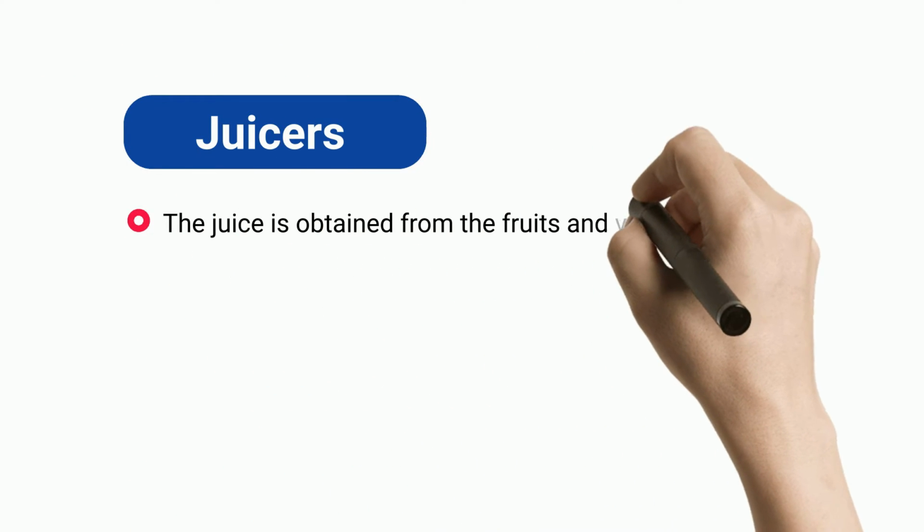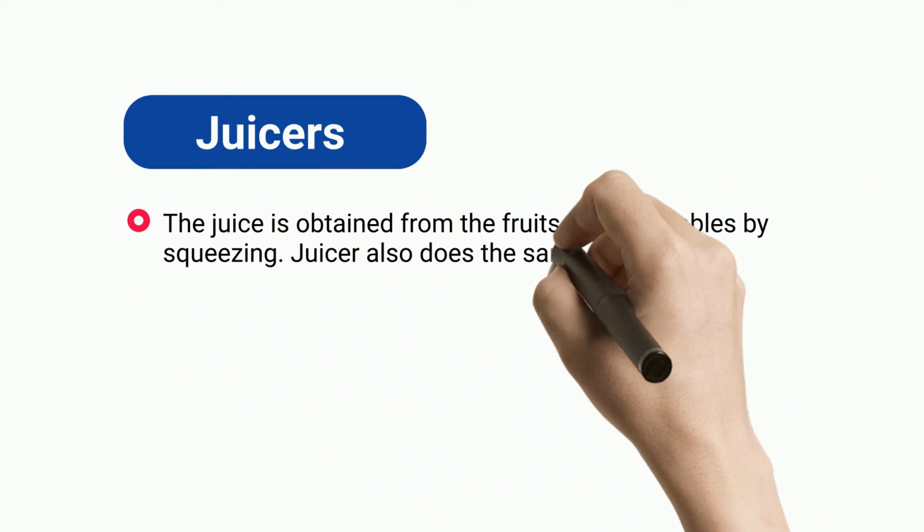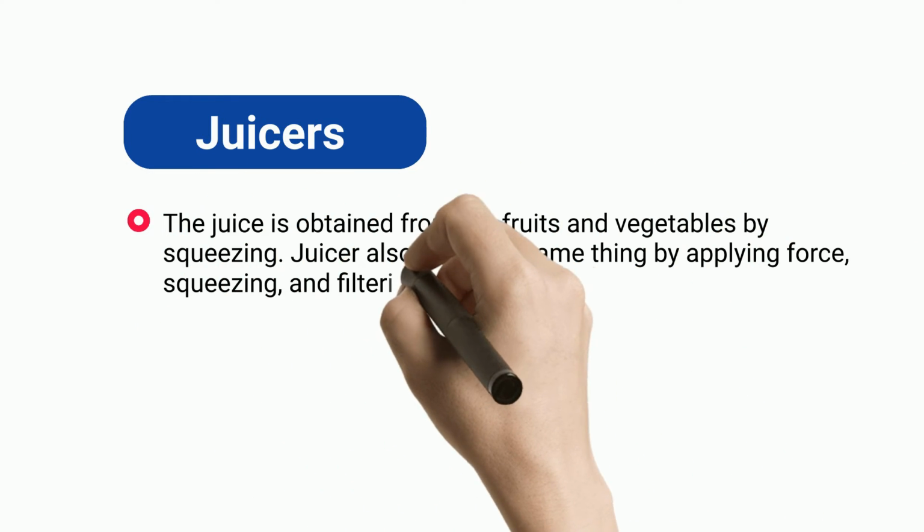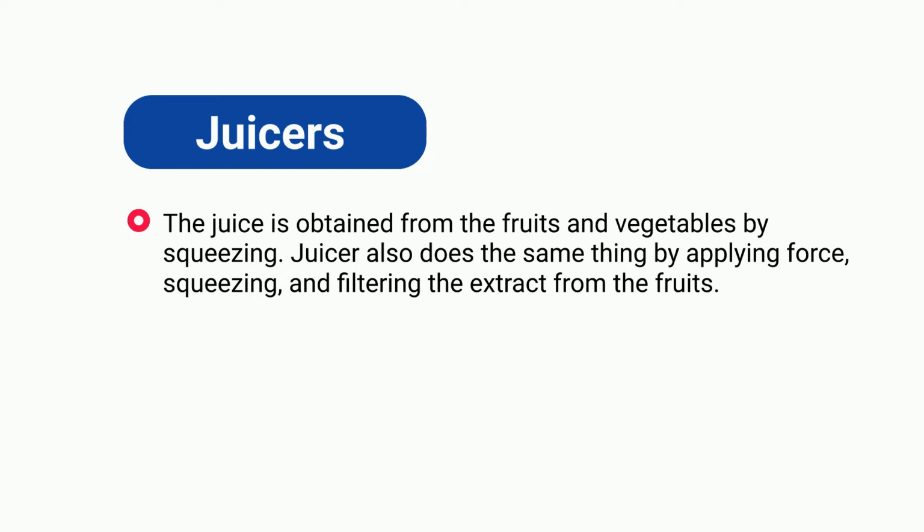Juicers. The juice is obtained from the fruits and vegetables by squeezing. Juicer also does the same thing by applying force, squeezing, and filtering the extract from the fruits.